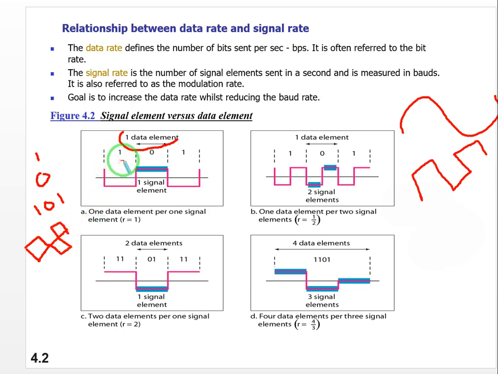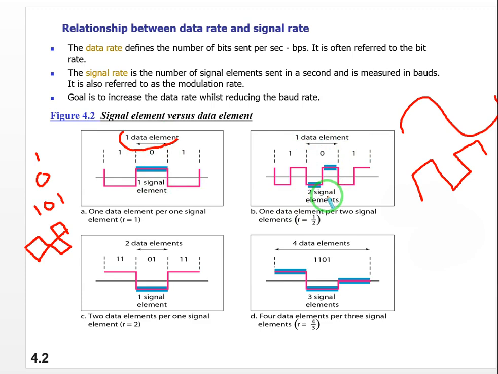So that's why we use this thing. So it doesn't matter here now. So one is downward and 0 upward, but just keep in mind that it is done by one data element with one signal element. Now the second is, we have one data element but two signal elements.